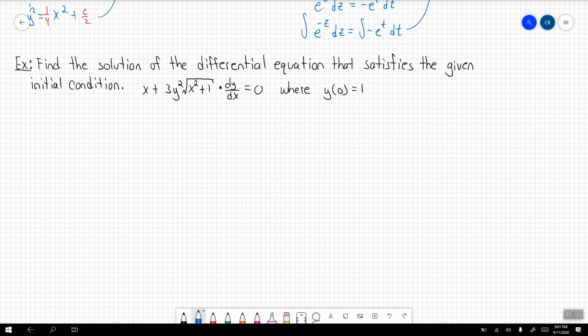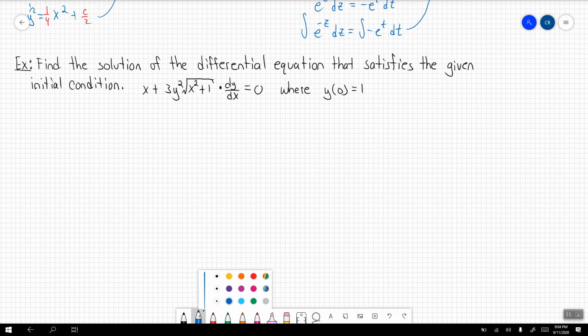And the differential equation given to us is x plus 3y squared times the square root of the quantity x squared plus 1, multiplied by the differential dy dx. All of that is equal to 0. That's the differential equation we want to solve. All right, so let's get to it.